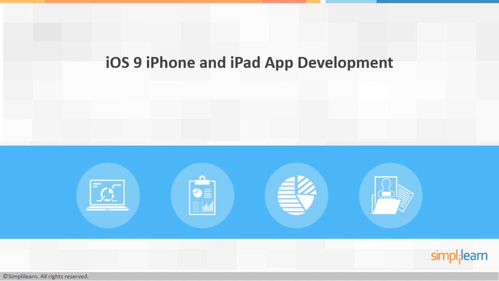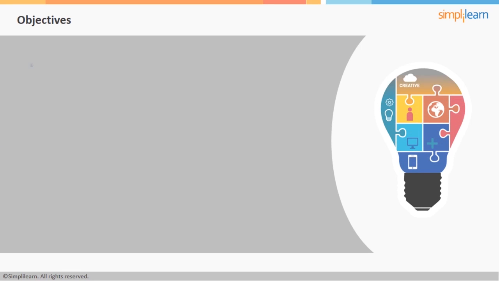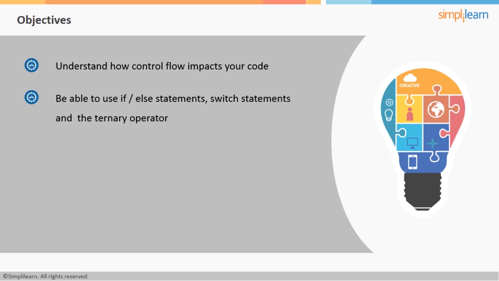Welcome to iOS 9 iPhone and iPad app development, lesson 2: Swift 2.0 control flow. In this lesson, we're going to learn about control flow, and by the end of the lesson, you'll be able to understand how control flow impacts your code and specifically what control flow is. You'll be able to properly use an if-else statement, a switch statement, and the ternary operator, and you'll understand how loops work. So over the next few videos, we're going to cover this in detail, and I'll see you there.